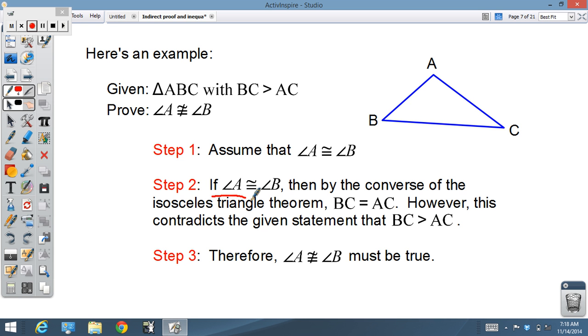Then we follow our logic. If they are congruent, then by the converse of the isosceles triangle theorem, BC would have to be congruent to AC. If these two angles were the same, the isosceles triangle theorem tells us that these two side lengths must be the same. But that contradicts our given that says that they're not the same. Therefore, those two angles not being congruent is the only logical conclusion. So we assume that the opposite of what we want to prove is true. We follow our logic until we find that something goes wrong. Therefore, we know what we needed to prove was in fact true.